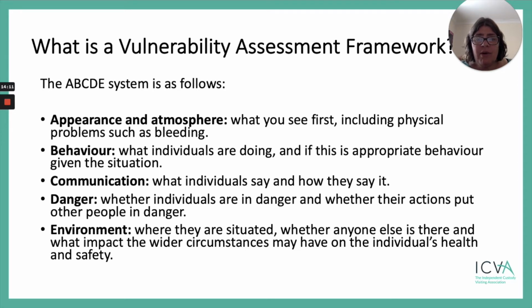D is danger. So this one is whether the individuals are in danger and whether their actions put other people in danger. So in terms of custody, you might be looking at whether they're a risk to themselves. Are they vulnerable because they have previously self-harmed, are expressing self-harm ideations, or are they exhibiting violent and aggressive behaviours? So that's part of the vulnerability assessment framework. And E is environment. The environment, obviously, for our case would be custody. So who else is in custody and what impact will their behaviours have on others and indeed their own health and safety? So the A, B, C, D, E: appearance, behaviour, communication, danger, environment.